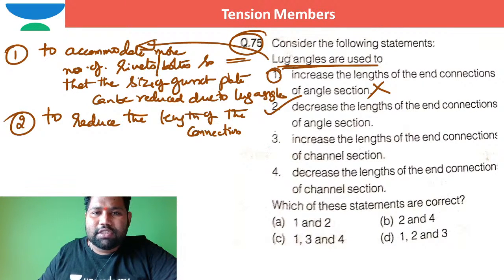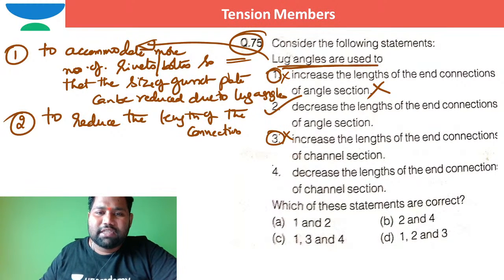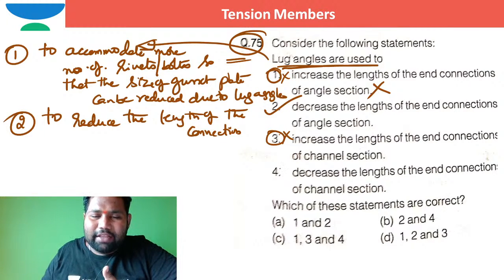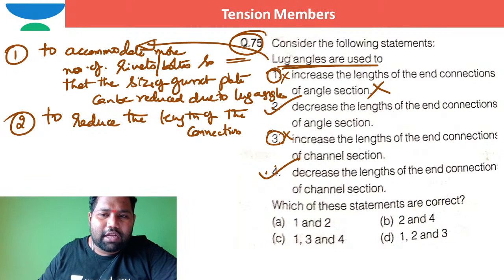And coming to the third statement here. Increases the length of the end connections of channel sections. For channel section or angle section, it will decrease the length of the connection, bro. So this is also wrong. Coming to the fourth one, it will decrease the length of the end connections in case of channel section, either for channel section or angle section or for T section. For any of these, it will reduce the length of the connection at the ends, right? So definitely this fourth one is a correct option. So second and fourth are correct options.